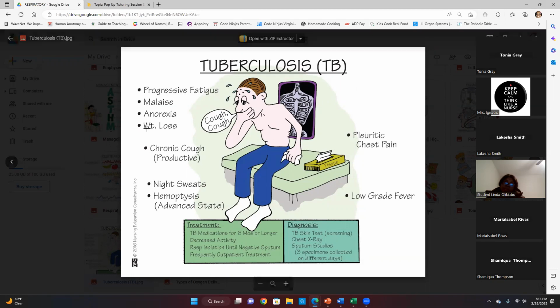They may have fatigue, anorexia, weight loss, chronic cough that's productive, night sweats, hemoptysis in the advanced state, and pleuritic chest pain. And I think we talked about in class the TB skin test, the chest x-ray, and the sputum studies looking for acid-fast bacillus. Okay, acid-fast bacillus. What if you have a patient that presents to the emergency department in respiratory distress and they don't have wheezing? What do you think is going on?